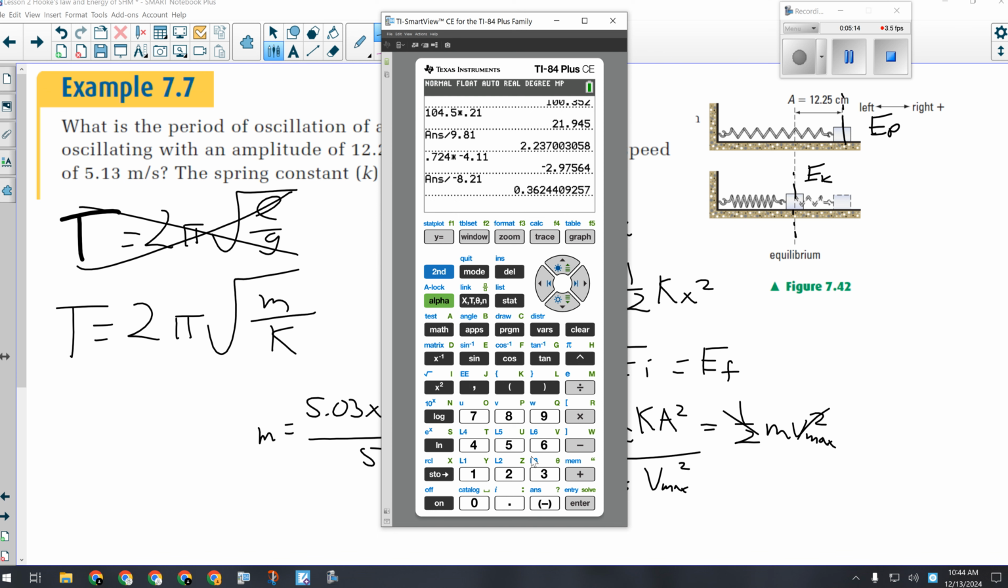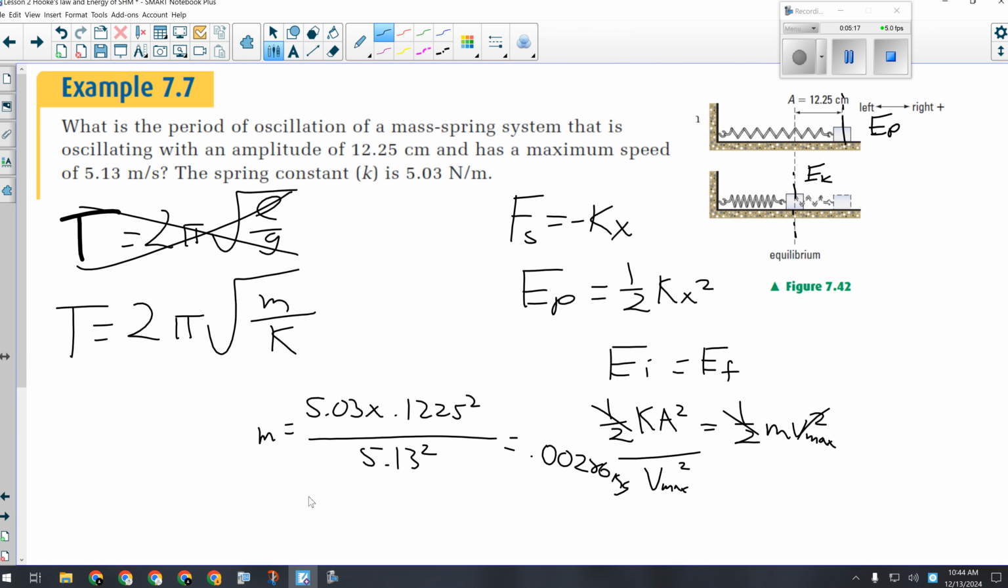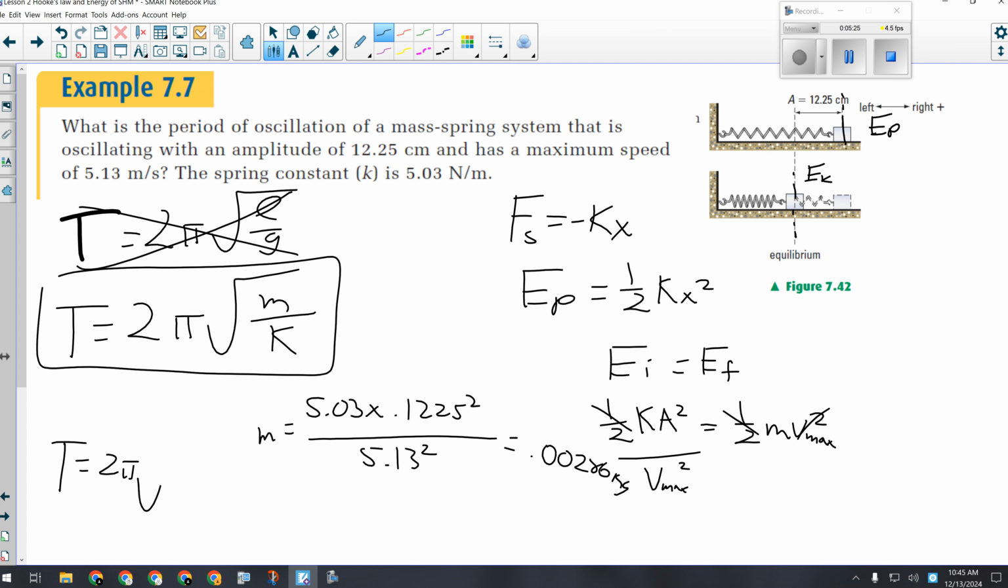That seems about right. Okay, so now that I've got the mass, now I can go back to this formula because it's what I was missing, okay? And plug it all in here. So T equals 2 pi times the root of 0.00286 kilograms divided by the spring constant, which they gave me and I already used once, 5.03.